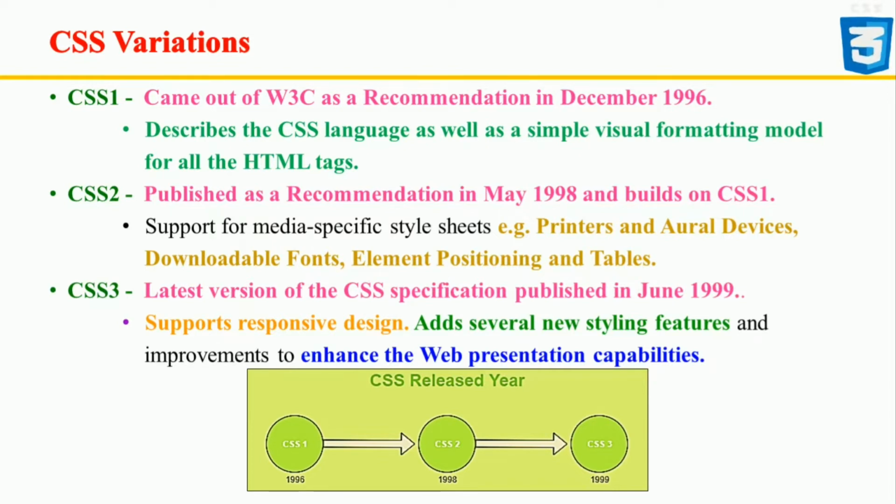CSS2 is an improvement of CSS1. It has many new features such as absolute, relative, and fixed positioning of elements. It supports different media types and also includes new font properties like shadow. And this level was developed by W3 Consortium and published as a recommendation in May 1998.